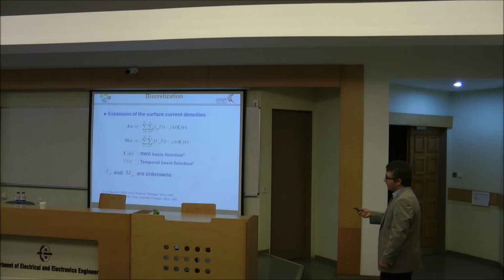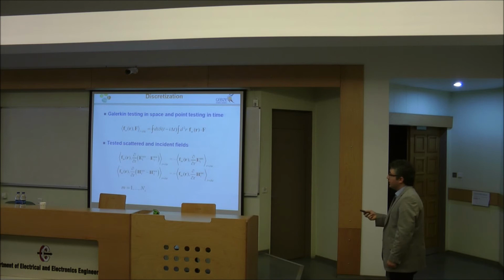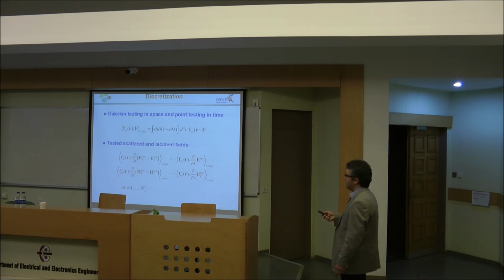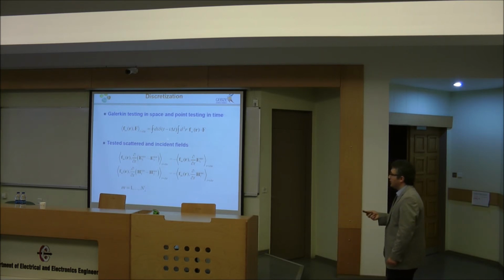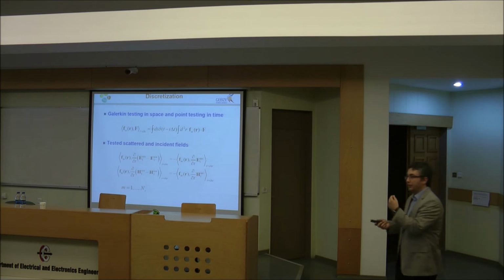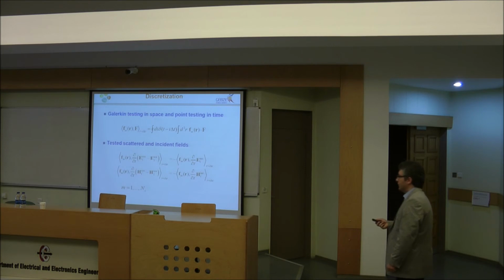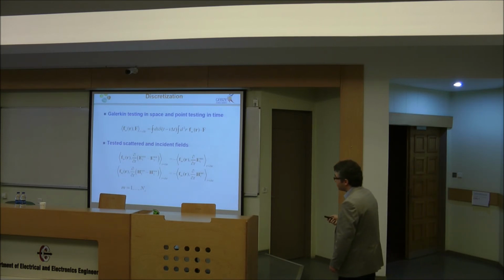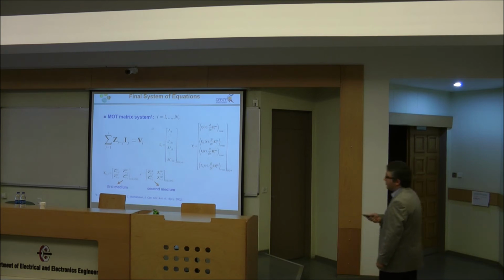If we substitute this expression in the equation here and do Galerkin testing in space and point testing in time, that means Galerkin testing is using the same function to test the equation, and point testing is actually sampling the equation in time. Then we can have an equation system. And now we can reduce the equation system to a matrix system. This is a well-known matrix system.